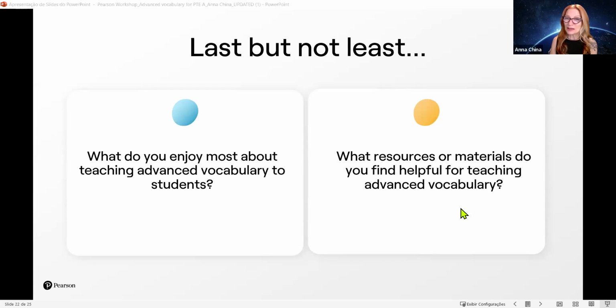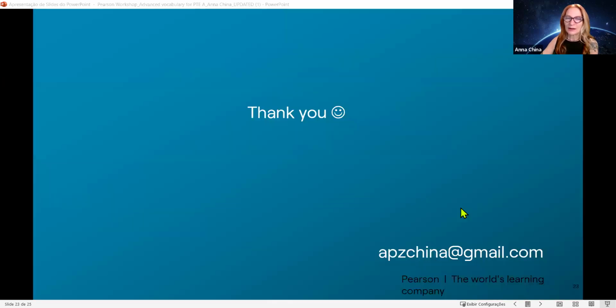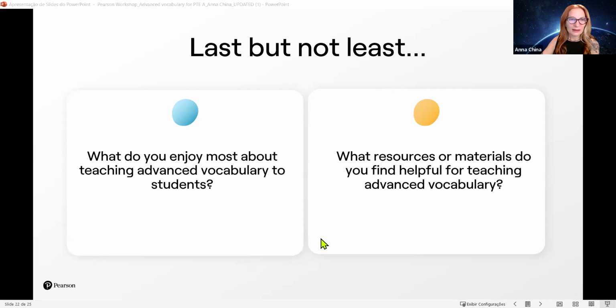So what resources or materials do you find helpful for teaching advanced vocabulary? So of course, there are the synonyms and antonyms dictionaries. What other resources or materials do you find helpful? Okay, sorry. Videos, artificial intelligence, trust me, it is something that students are really enthusiastic about using. Somehow they feel that they're up to date. It gives them a good feeling too.